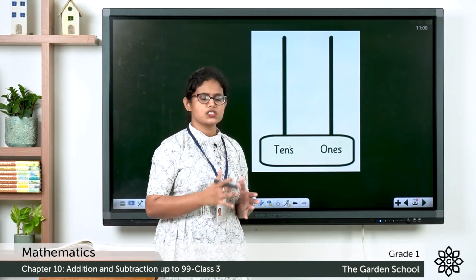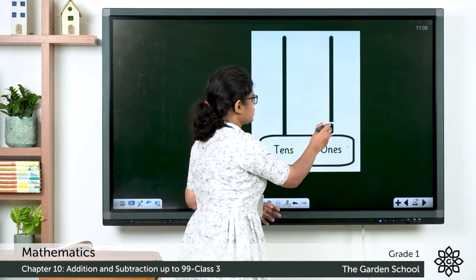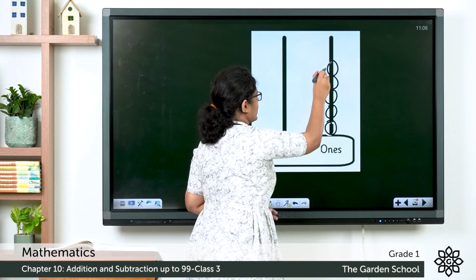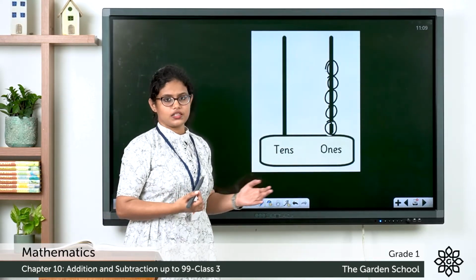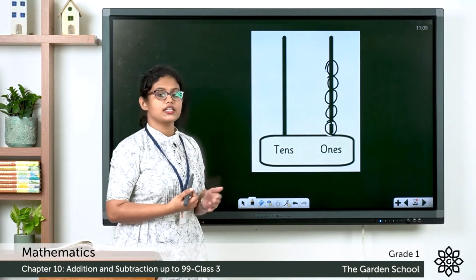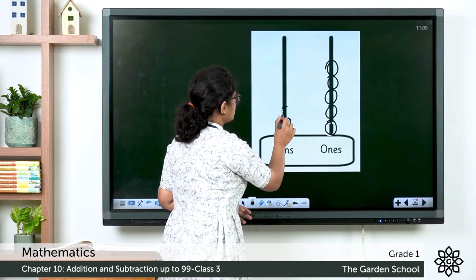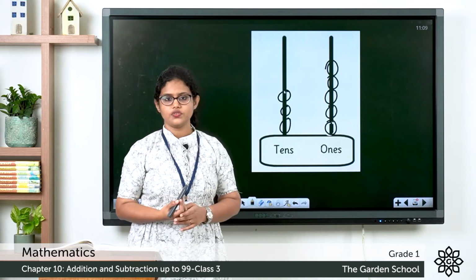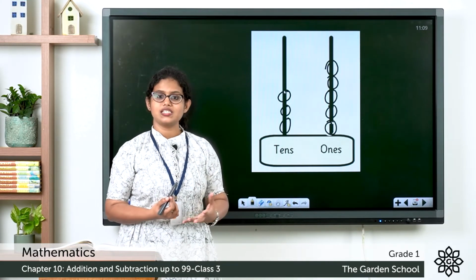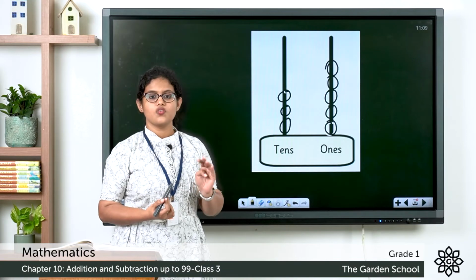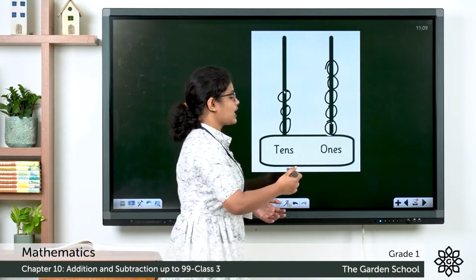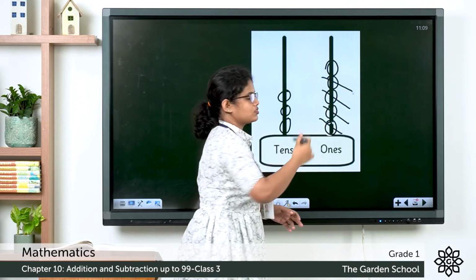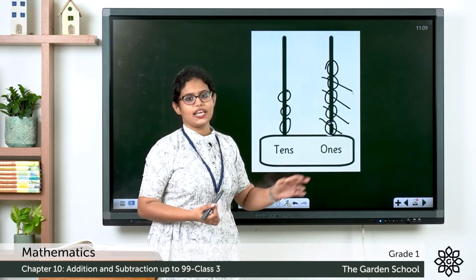So in the ones place, let's draw 5 beads. So 1, 2, 3, 4, 5. Then 3 tens. So in the tens place, let's draw 3 beads. 1, 2, 3. So from that 35, he gave how many to his sister? 4. Right. 4 ones. So let's cut 4. 1, 2, 3, 4.